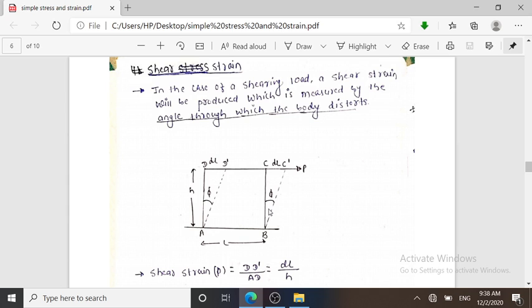How will the shear strain be produced? Shear strain will be produced under the action of the shear load, and there is the formation of the angle by which the body distorts. So the angle is nothing but phi. Here initially the shape of the body is A, B, C, D. When the tangential force is applied, D tends to change towards D dash. Similarly, C tends to change to C dash. So D to D dash is del L. There is a certain change in length, or there is an angle formation, that is phi.